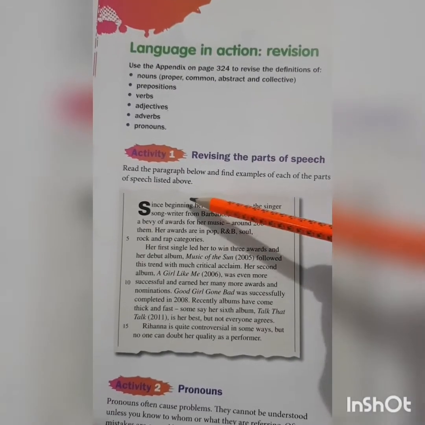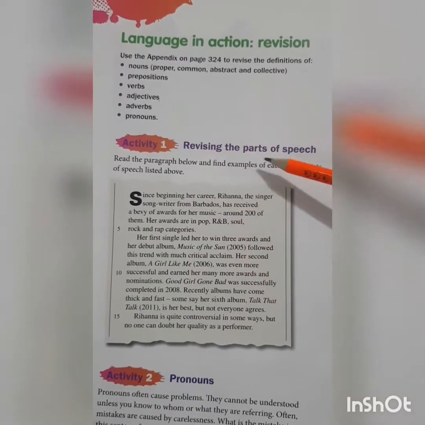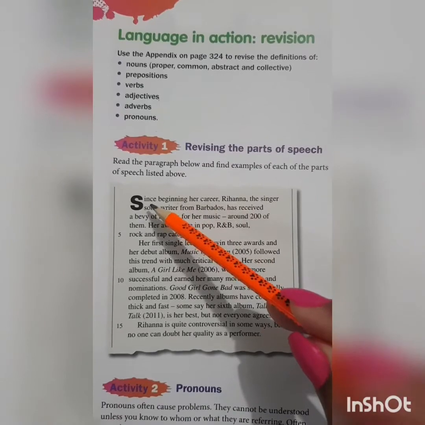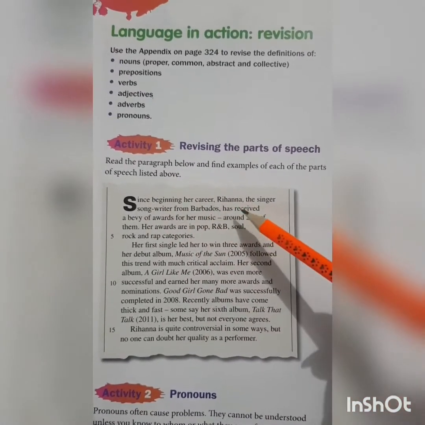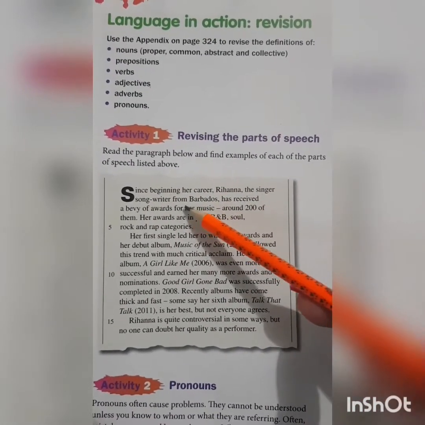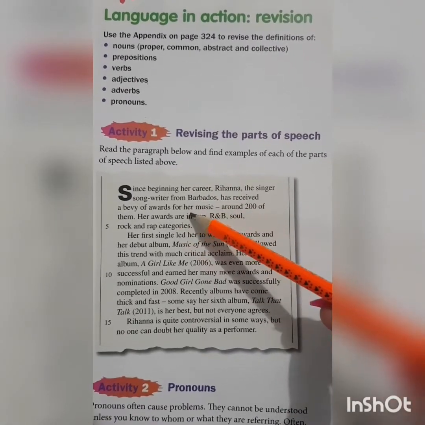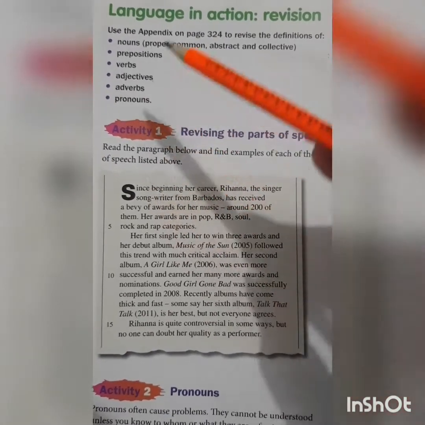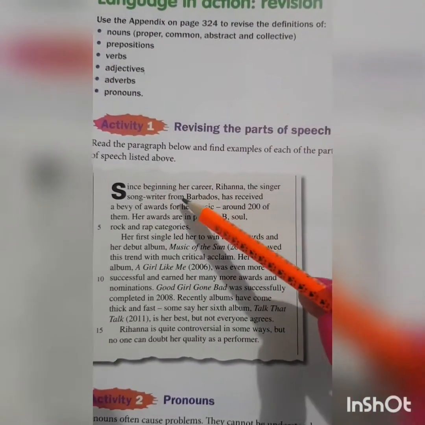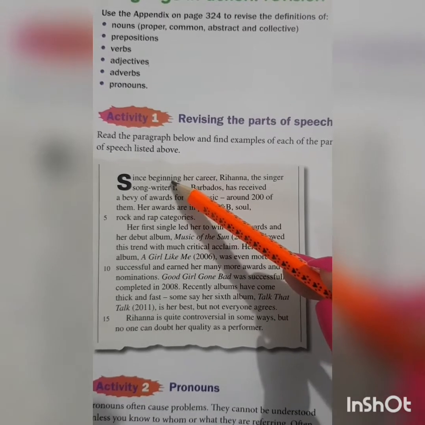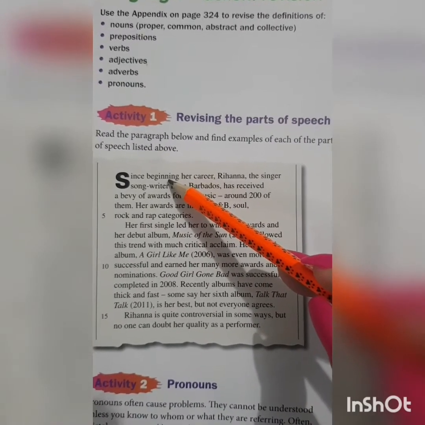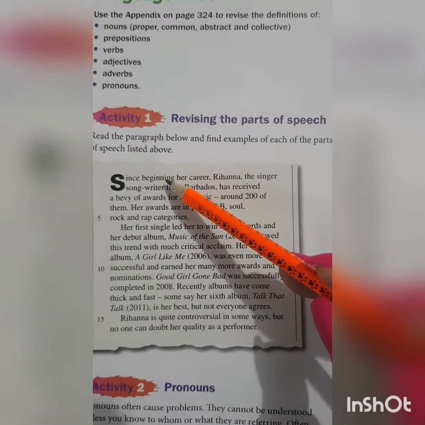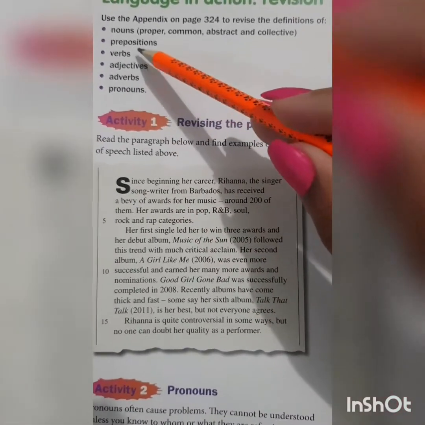Okay, so today we're going to read this paragraph below and find examples of each of the parts of speech listed above. So here we have: Since beginning her career, Rihanna, the singer-songwriter from Barbados, has received a bevy of awards for her music, around 200 of them. So since, preposition of time. Beginning, meaning that she was doing an action, so this would be a verb.